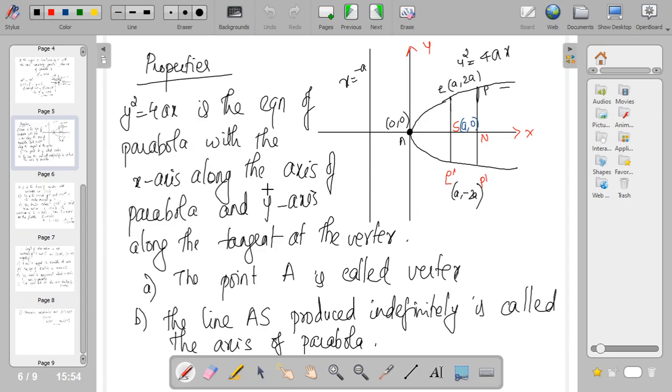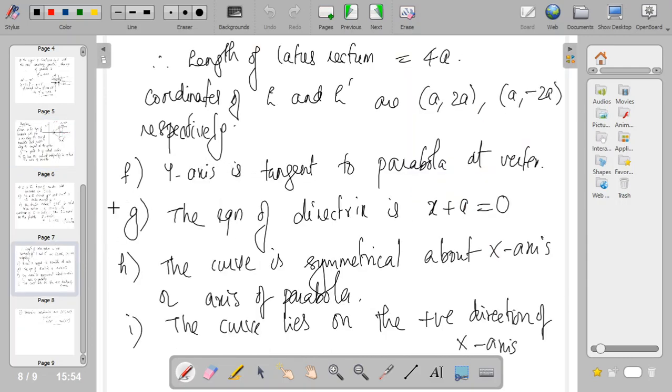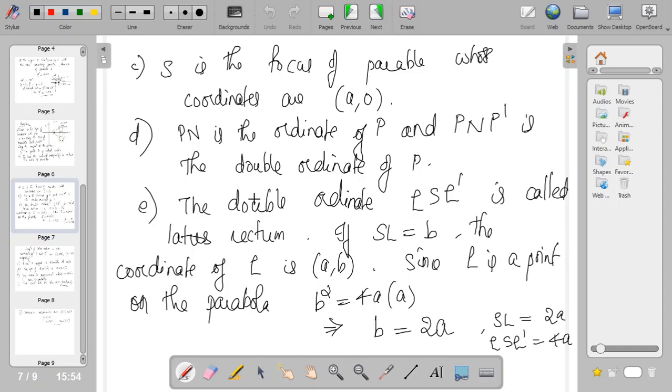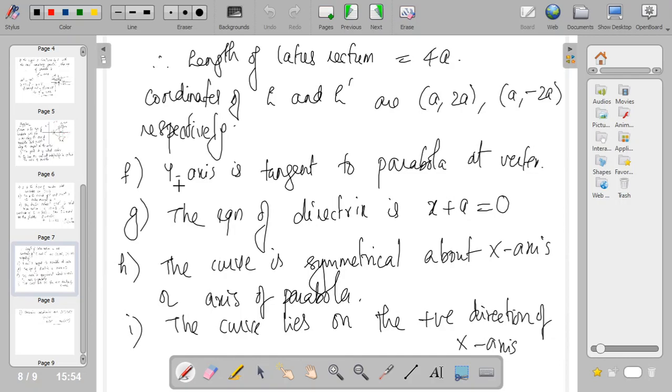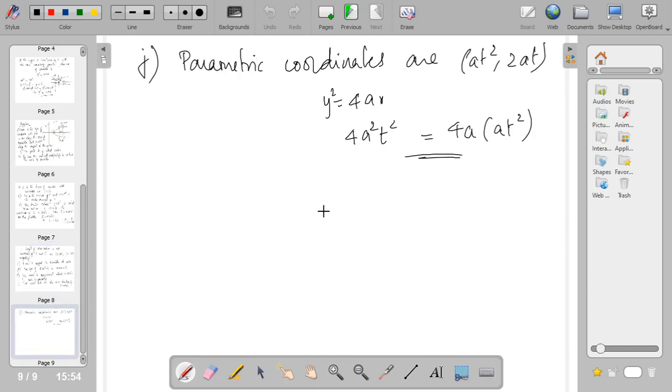Mainly we saw what the axis is, then what is the vertex, then what is called the focus of the parabola, then what the latus rectum is, what the coordinates and length of the latus rectum are, then what the directrix is, then the symmetry, then to which direction it lies, then what the parametric coordinates are. Now similarly, this was the case for the parabola y square equal to 4ax. Now we will look at different equations of the parabola.